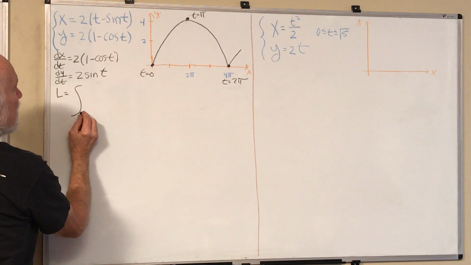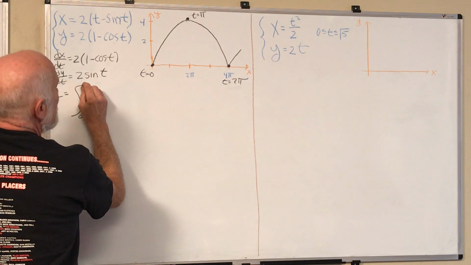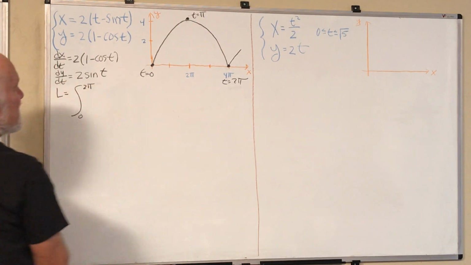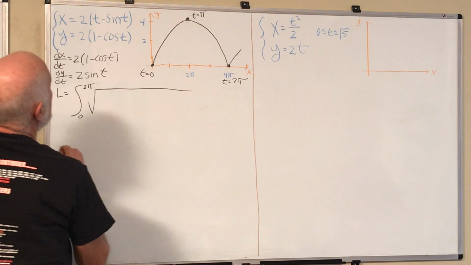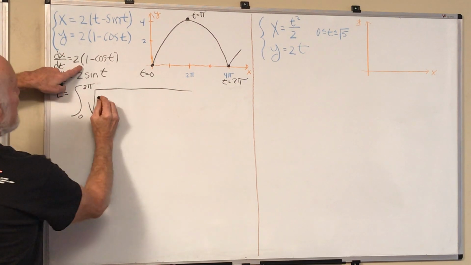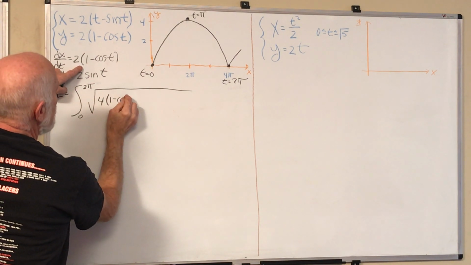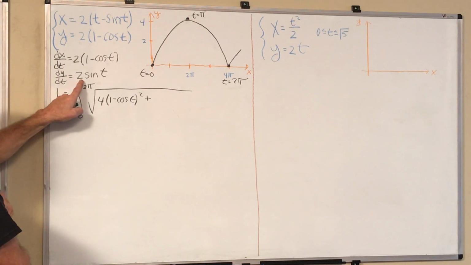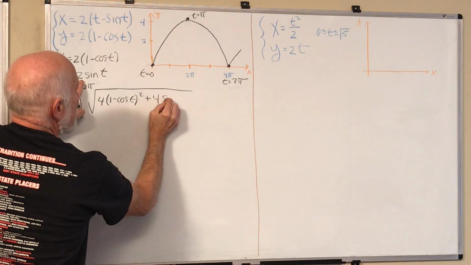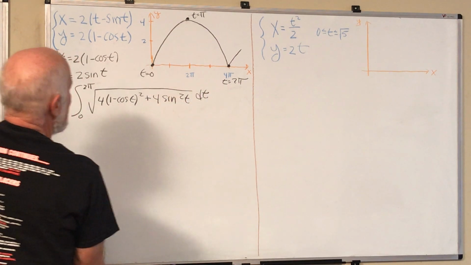Okay, so let's find out what the length of this is. It's the integral from 0 to 2 pi, that's the time, of the square root of dx/dt squared, so that's 4 times (1 minus the cosine of t) squared, plus dy/dt squared, which is 4 sine squared t, dt.